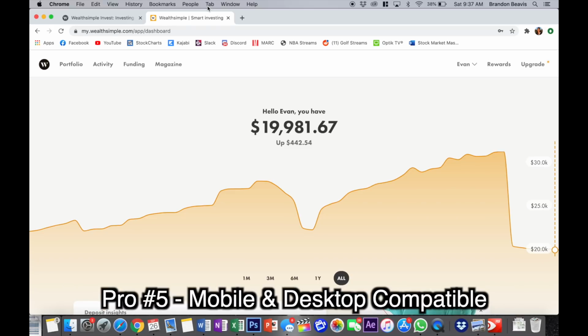Mobile friendly. I'm personally a person that likes to use the computer rather than my app, but I know many people out there where it's the opposite. They love using their phone. They don't like using the computer. You can absolutely do this from your phone.